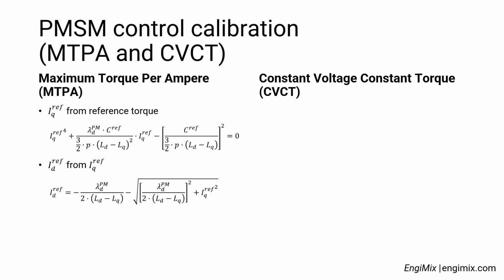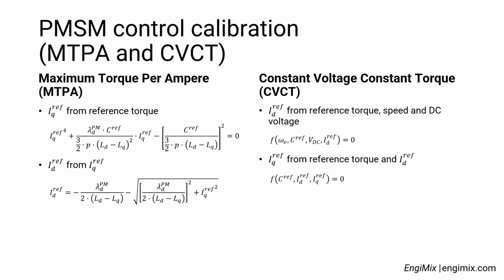This allows to explore all the operational area between the MTPA, the maximum current and maximum voltage curves. The equations describing the CVCT curves are much more complex than the ones related to the MTPA, and therefore we will summarize them by saying that the ID current is a function of the PMSM speed, reference torque and DC voltage of the power source, while the IQ current is a function of the reference torque and ID current. Again, you can find a very clear description and demonstration of these equations at ingimix.com.